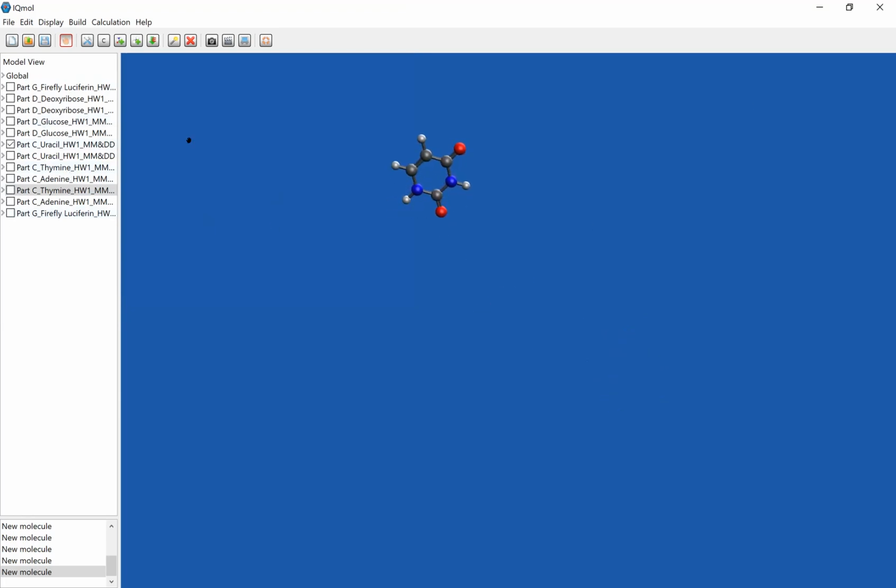All right, and then I did glucose, which was one of the most basic sugars. Okay, there's glucose. And then I did deoxyribose, which is the backbone of DNA.